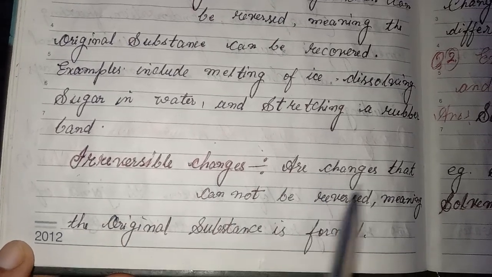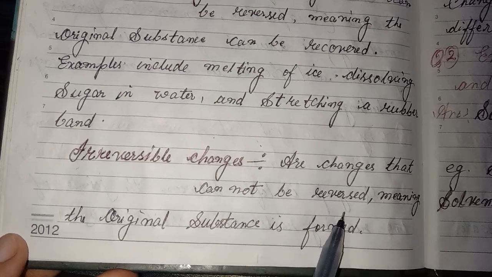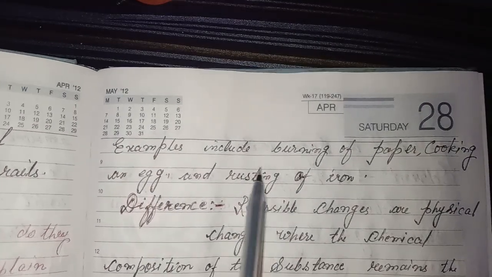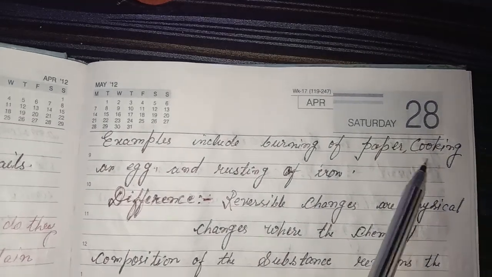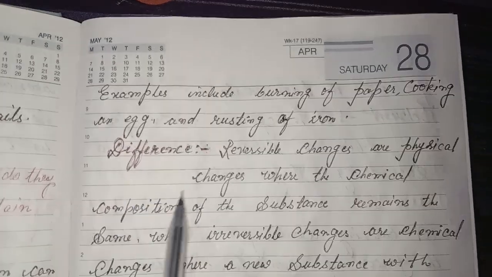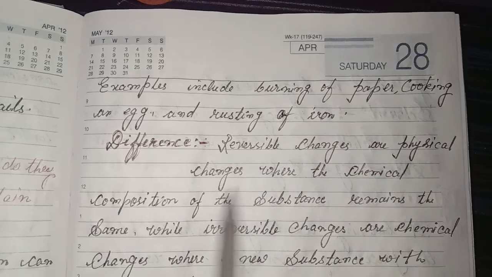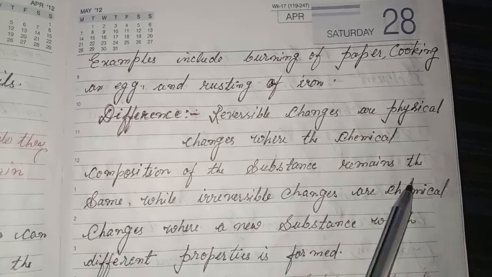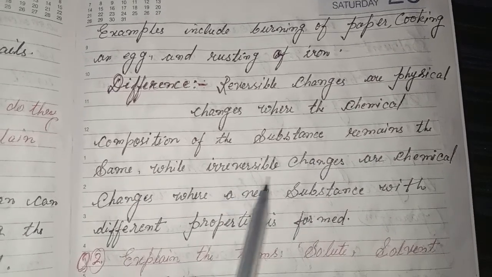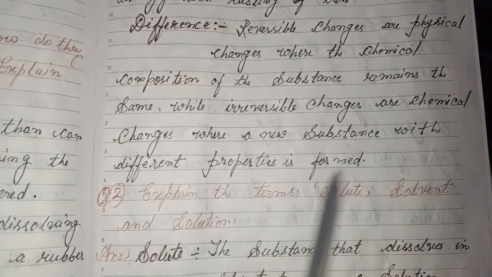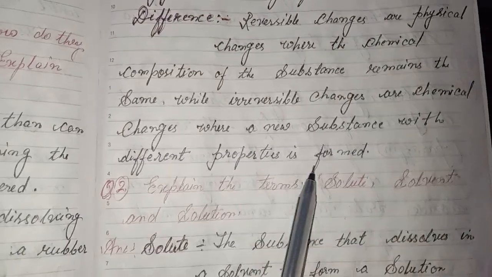Irreversible changes are changes that cannot be reversed, meaning the original substance is not formed again. Examples include burning of paper, cooking an egg, and rusting of iron. Difference: reversible changes are physical changes where the chemical composition of the substance remains the same, while irreversible changes are chemical changes where a new substance with different properties is formed.